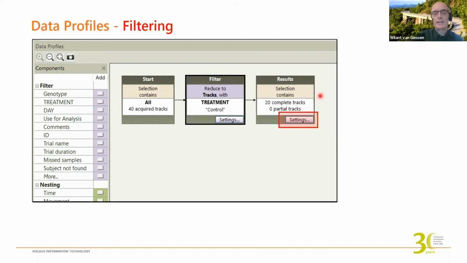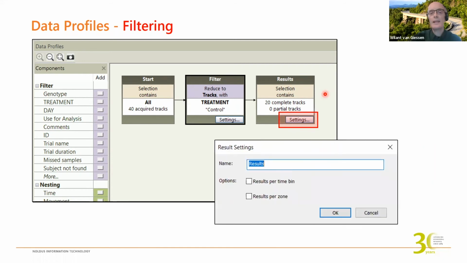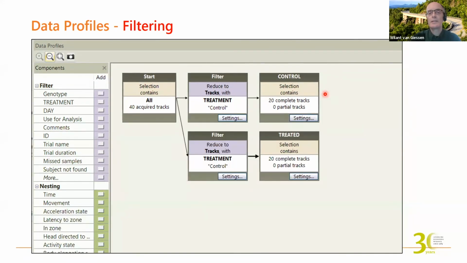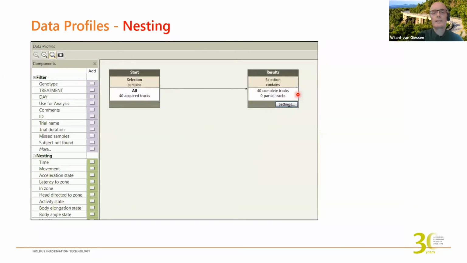Very important in this case too, and if you forget everything I tell you today, hopefully you won't forget this one. You need to rename that result container, because otherwise, once you export it, it'll say results 1, 2, 3, etc. But it should have a name, so you want to rename it to, in this case, control and treated. So, each has now 20 complete tracks. Very good. But these are two groups of complete tracks now selected.